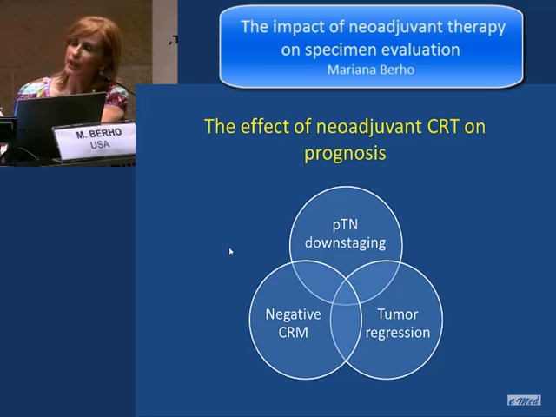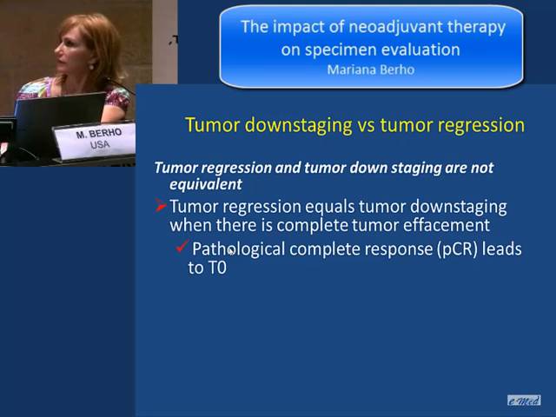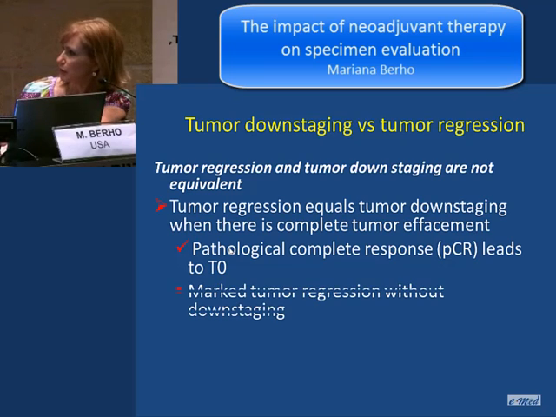So I think we can try intellectually to answer the question of which one of these is more important. First thing, and hopefully I'm not insulting anybody, I wanted to be sure that we understand the difference between tumor downstaging and tumor regression, because they don't mean the same. The only situation in which tumor regression is the same as tumor downstaging is when we have complete pathological response. A complete pathological response is going to take us to a T0, and that's the only situation in which we can equate tumor downstaging and tumor regression.